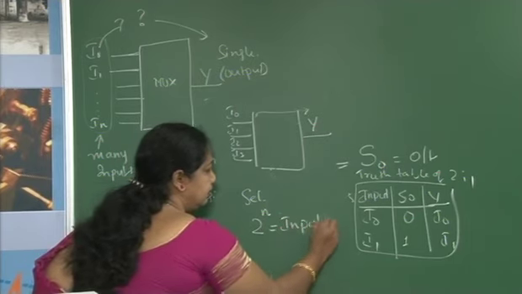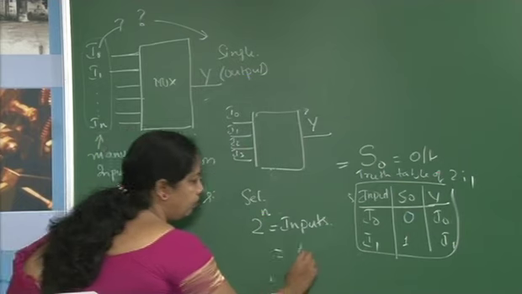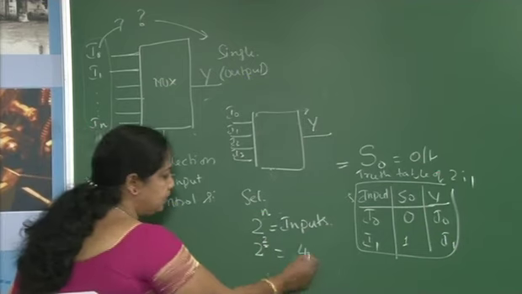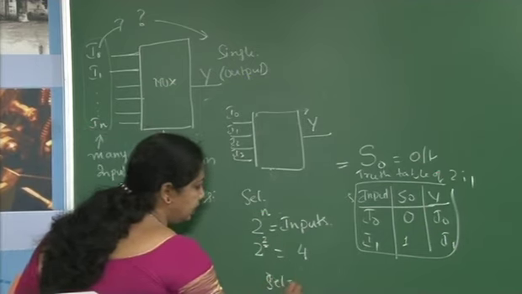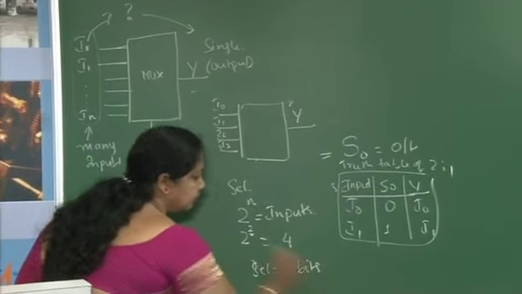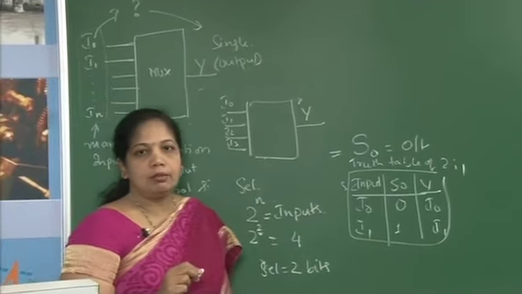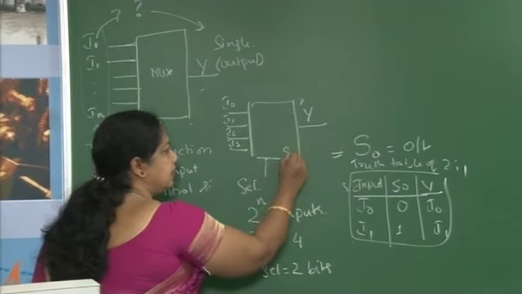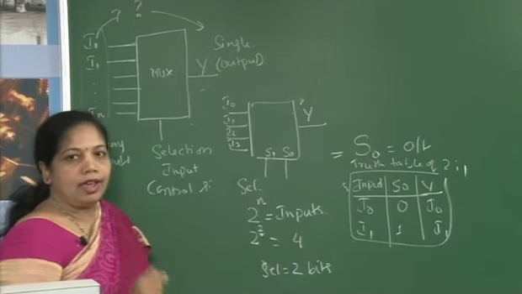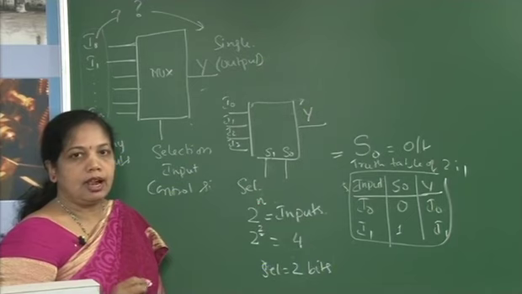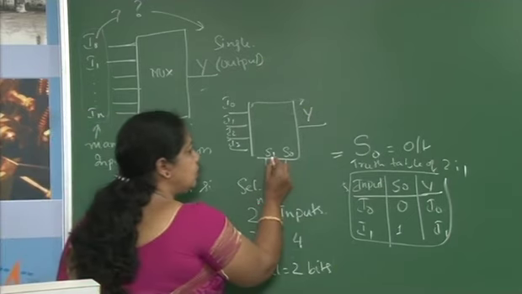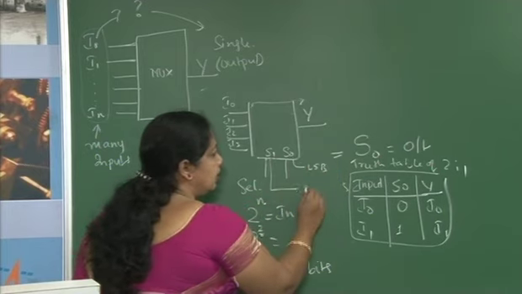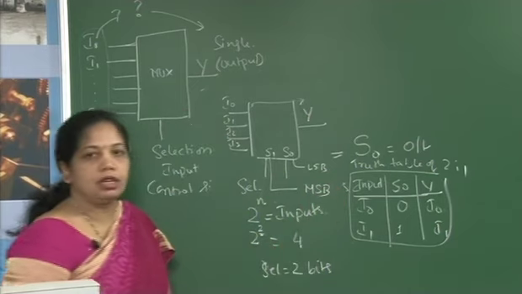So where the number of inputs is now 4, n represents 2, so 2 squared becomes 4. So my selection lines will be 2 bits. Now in the 4:1 mux I will be having 2 selection lines. The 2 selection lines are designated as S0 and S1, where S0 is the least significant bit and S1 is the most significant bit.